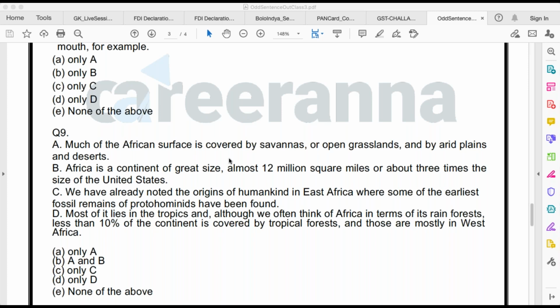I think this is easy. All the three sentences, A, B, and D, are talking about the theme Africa. C is talking about the humankind of East Africa, certainly not linked to A, B, and D. My correct answer is option number C. I'm glad all of you got it correct.